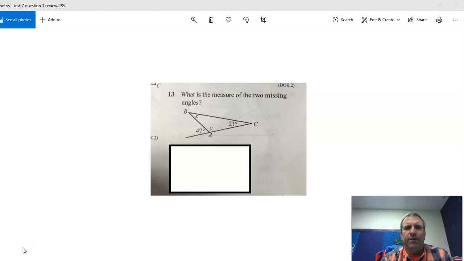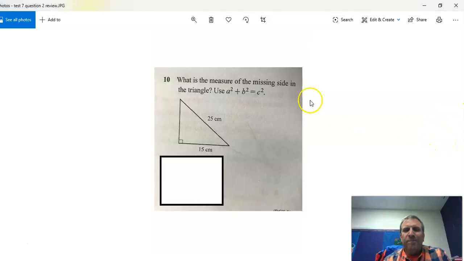We're starting here with what is the measure of the two missing angles. So we have measure X and measure Y. We are given the exterior angle. So I can either take 47 minus 21, come up with this angle, then add those two together and take away from 180, or take 180 minus this, get this angle, and solve for X. Either way will be completely sufficient.